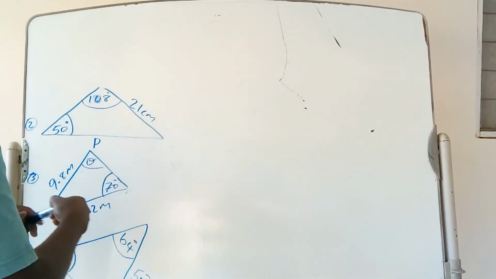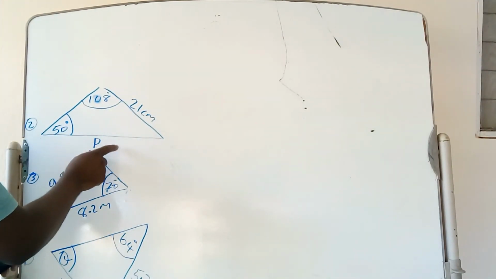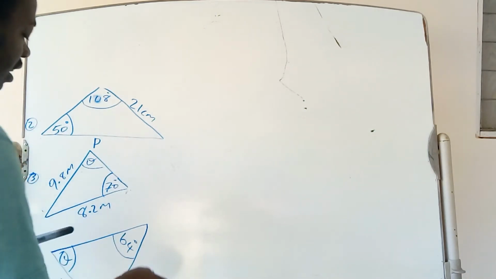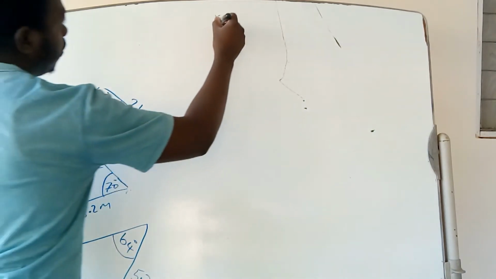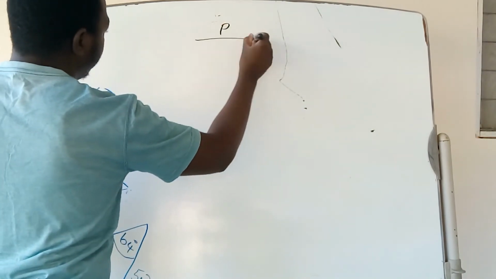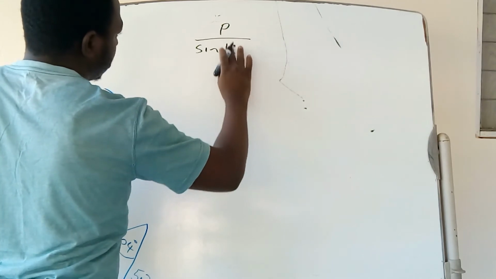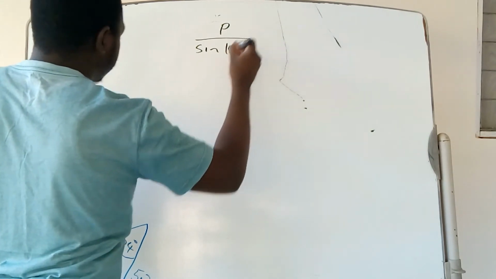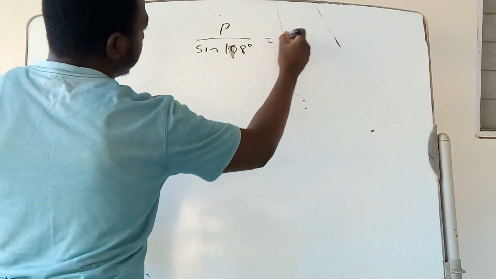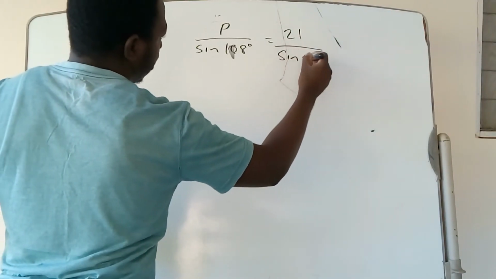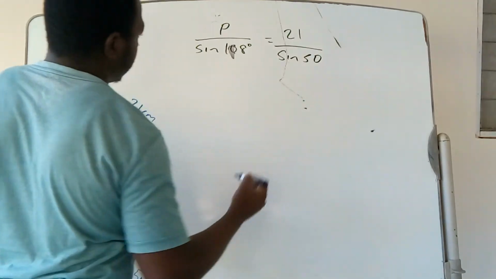So now for the second one, you're asked to find the side P here. You're given two angles. Again, we can apply the sine rule to say that P over sine of 108 degrees is equal to 21 over sine of 50 degrees.